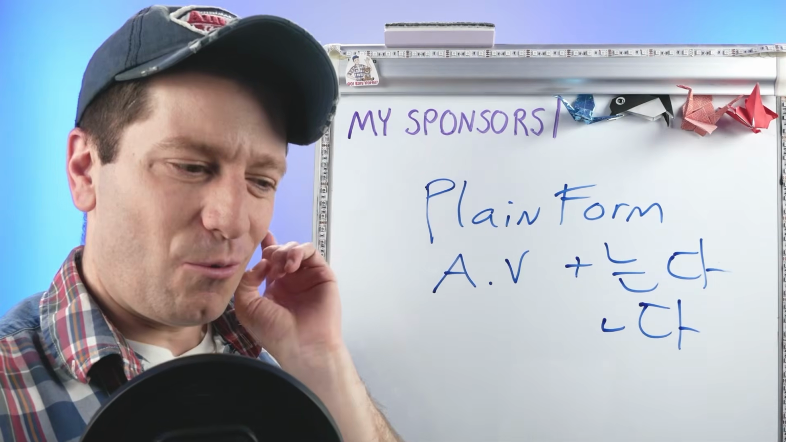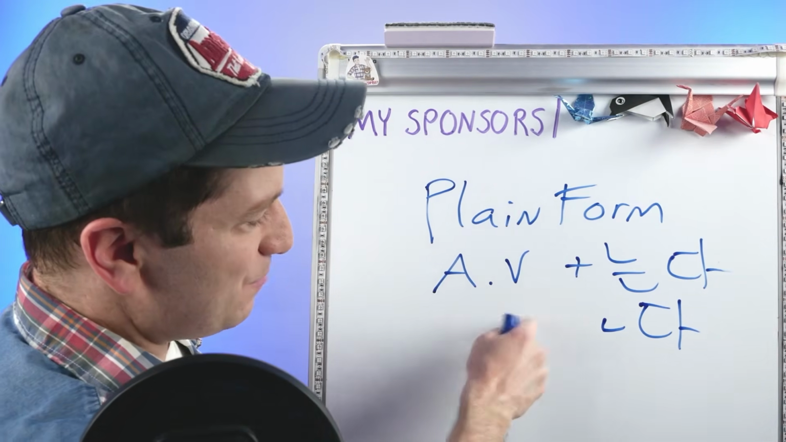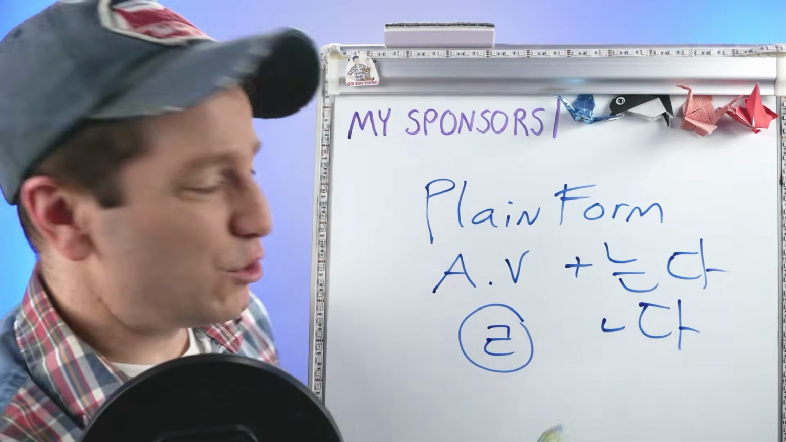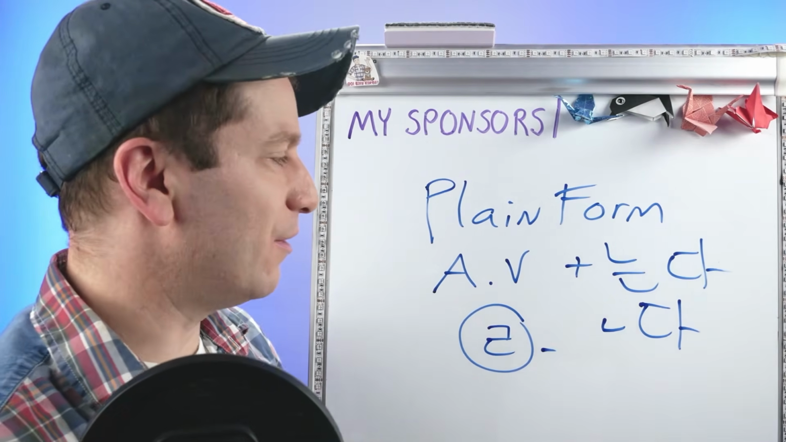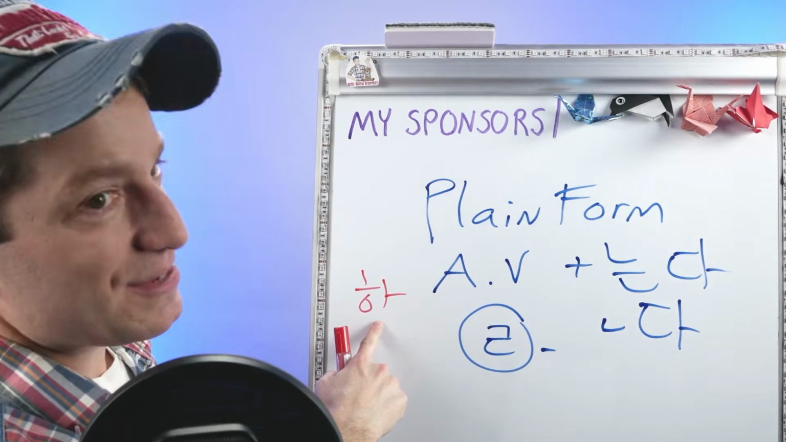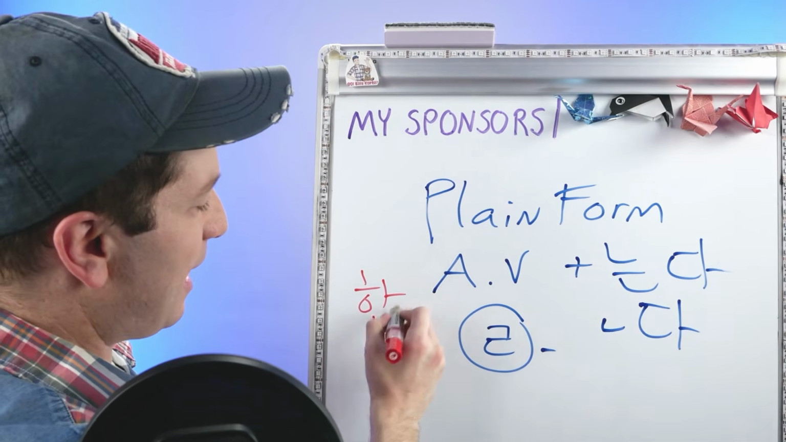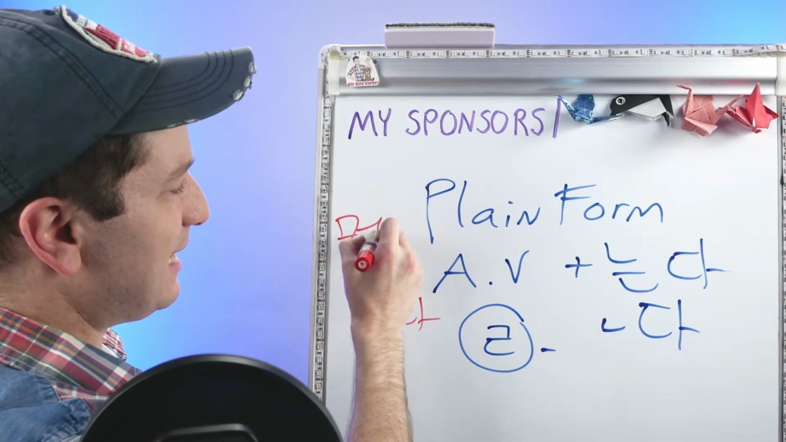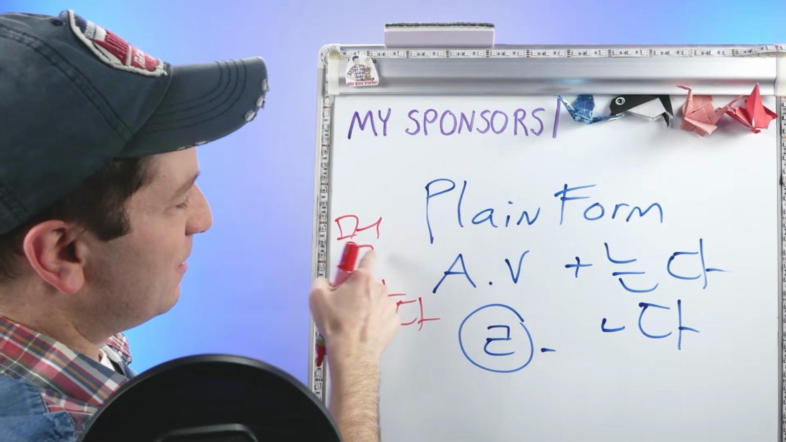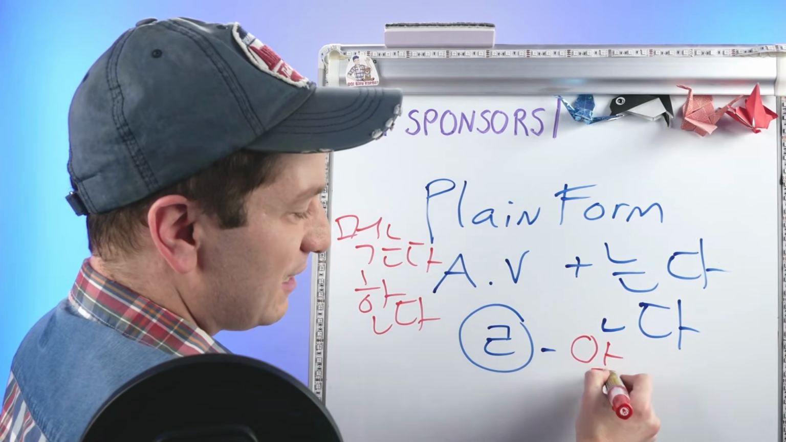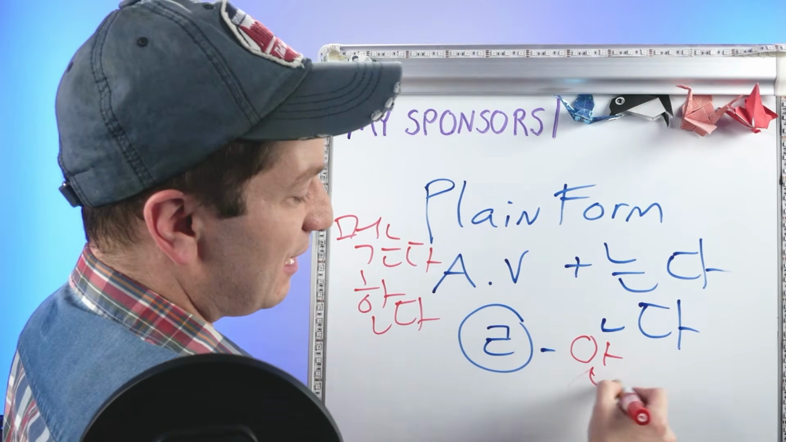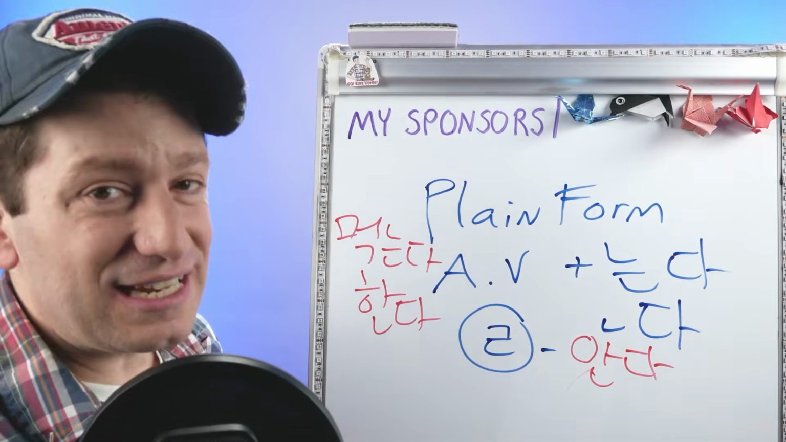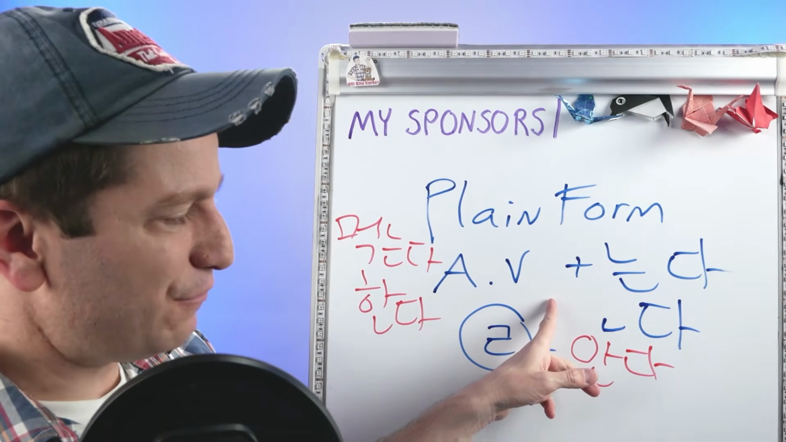There is also one exception. If the verb stem ends with this letter, you remove it, and then you'll attach this and this. After you remove it, it'll end in a vowel. So like 하다, the verb stem is ha, it ends in a vowel, so you get 한다. And the verb 먹다, to eat, ends with a consonant, 먹는다. The verb 알다, to know, ends in this letter, so you remove it, and then you get 안다. That is all you need for action verbs in the plain form.